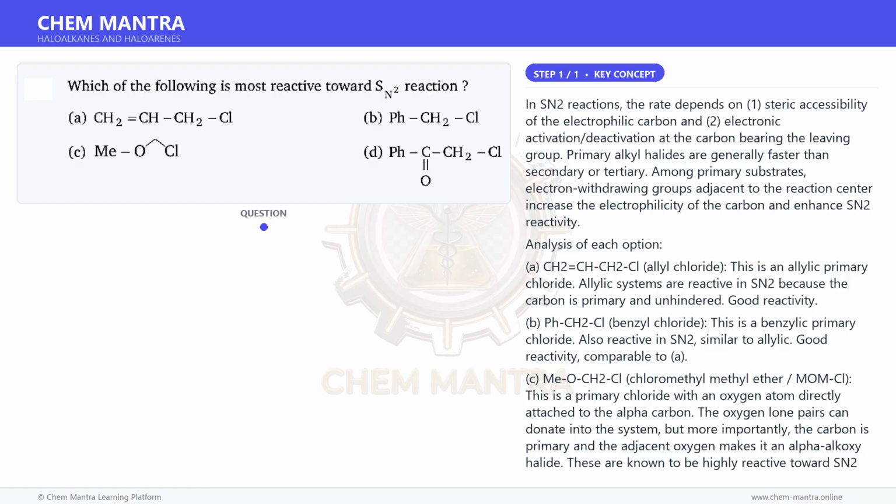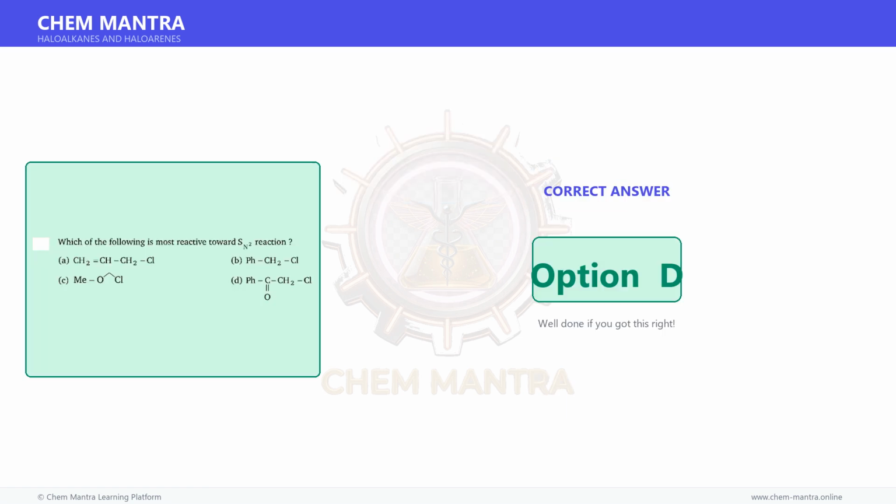Why other options fail relative to D? A and B are reactive but lack the strong electron withdrawing activation present in D. C has an oxygen alpha substituent but oxygen is less strongly electron withdrawing than a carbonyl group in this context. Therefore, the correct answer is option D.